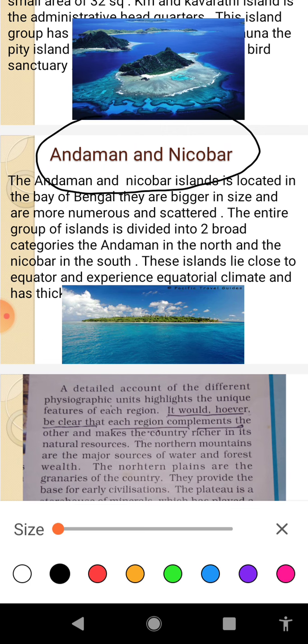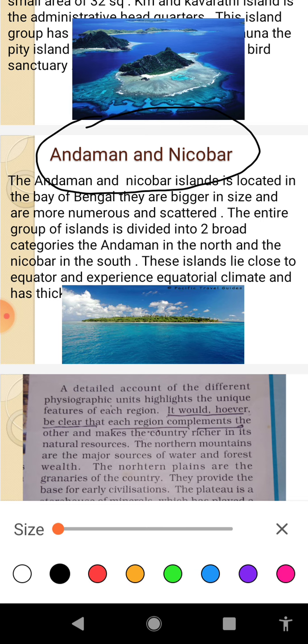So with regard to the Andaman and Nicobar Islands, these islands are about 572 in number, and they are lying in the Bay of Bengal. They are bigger in size and are more numerous and scattered. They can be divided into two sections: in the north, the Andaman, and in the south, the Nicobar. And it is believed that these islands are an elevated portion of submarine mountains.